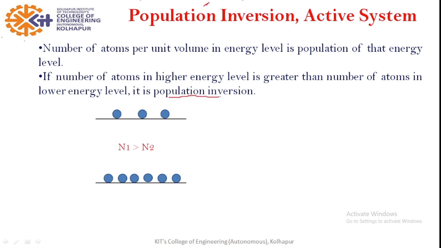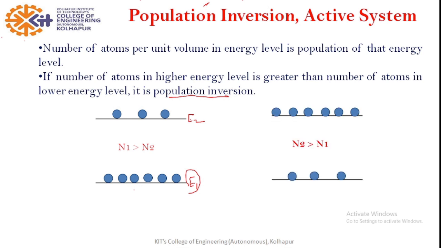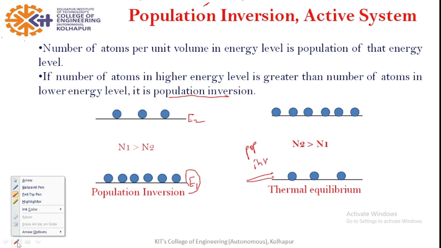This is the population inversion. We can see this is E2, this is E1. The number of atoms is greater in E1. This is the natural, or equilibrium, condition. But our requirement is this, and this we call population inversion: the number of atoms in the higher energy state is greater than the number of atoms in the lower energy state.